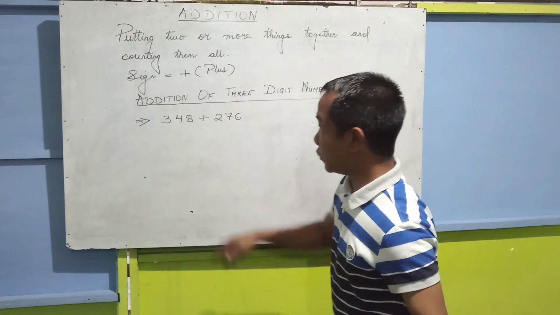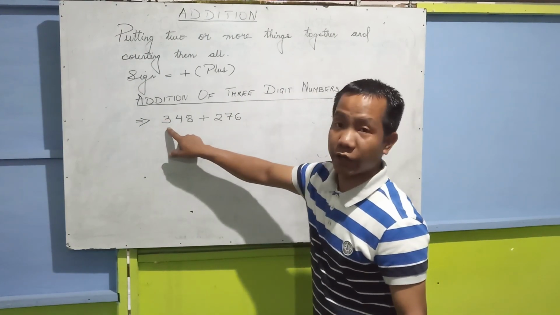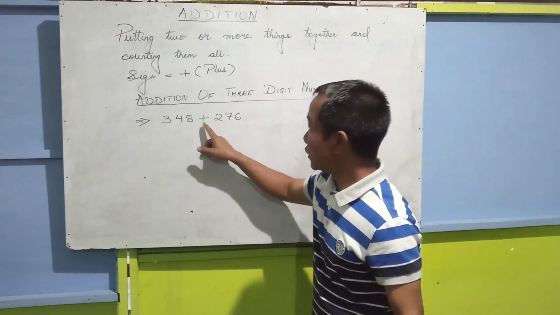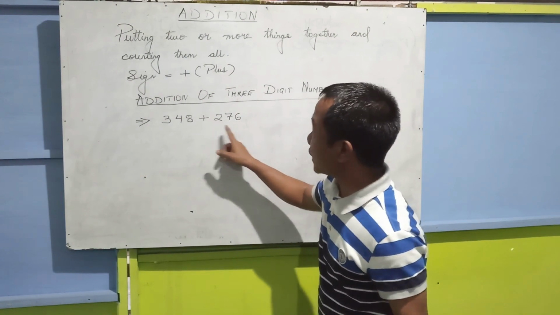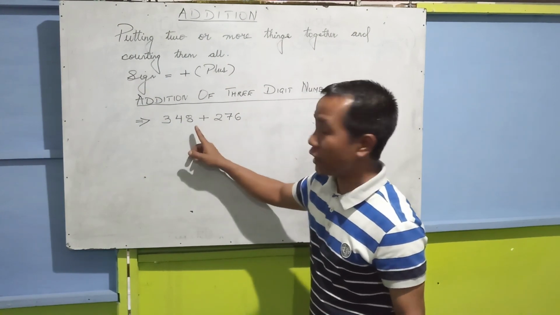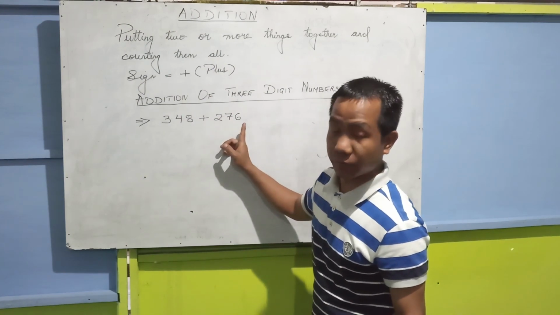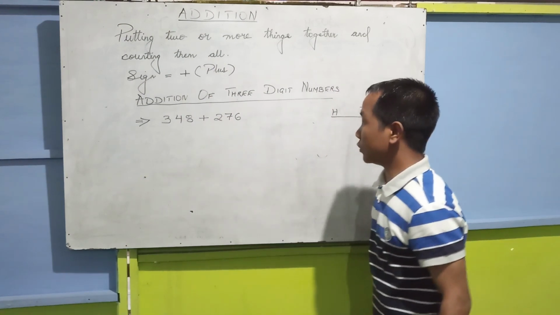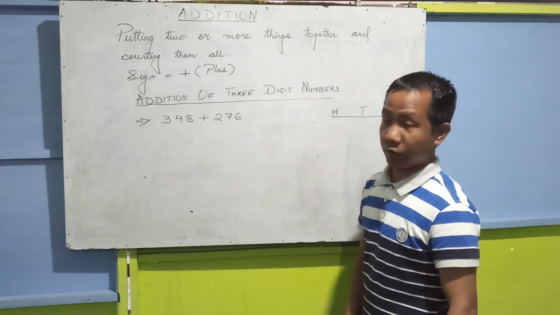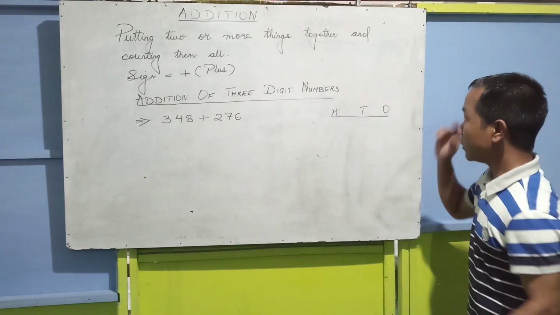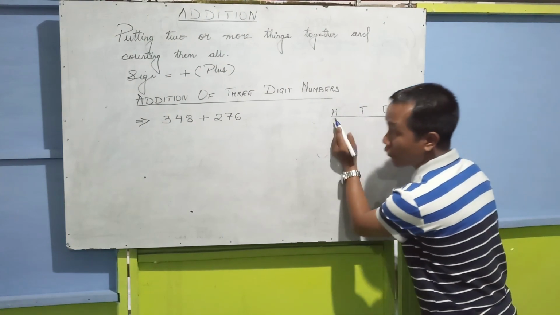Here is the example. 348 plus 276. How will we add these two numbers, 348 and 276? See, in addition, sometimes we need to regroup the number. Regroup means ones, tens, hundreds.